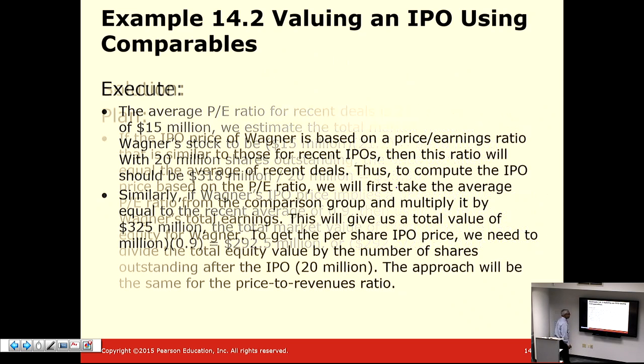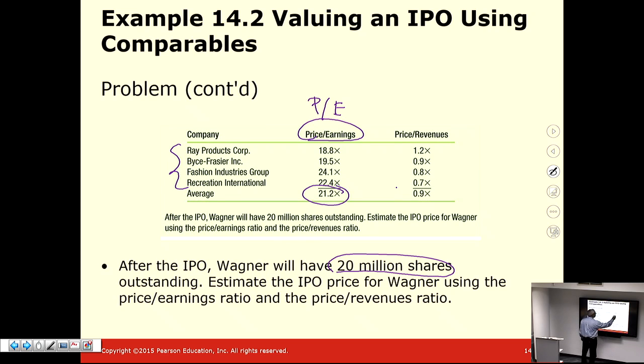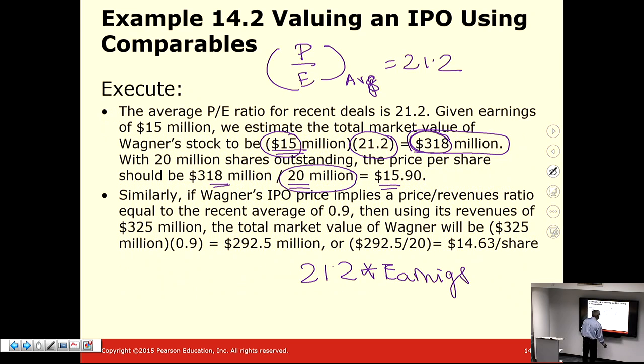We could have done the same thing. Instead of using PEs, we could have used price to revenue. Some multiple we have to use, either price to earnings or price to revenue. The average is 0.9. Wagner's revenue was 325 million, which means if it behaved like the average firm in the industry, it would be projected to be like 292.5 million. And we get that by taking Wagner's revenue, multiplying that by the price to revenue average.